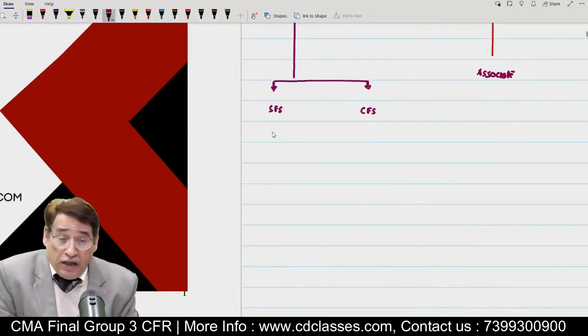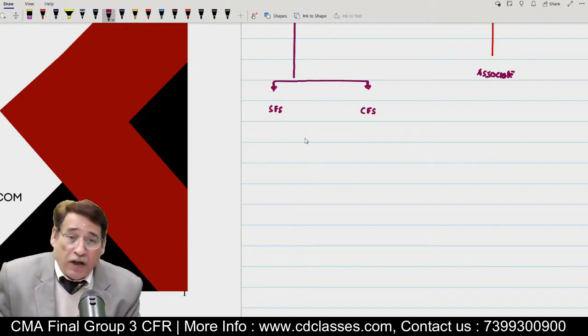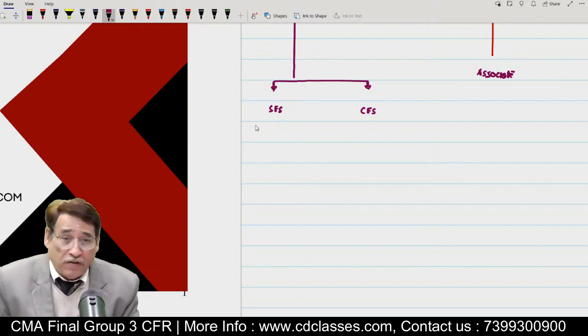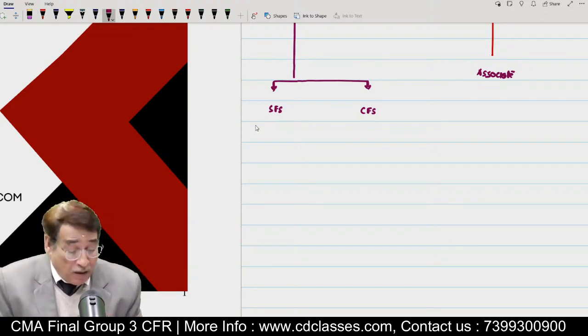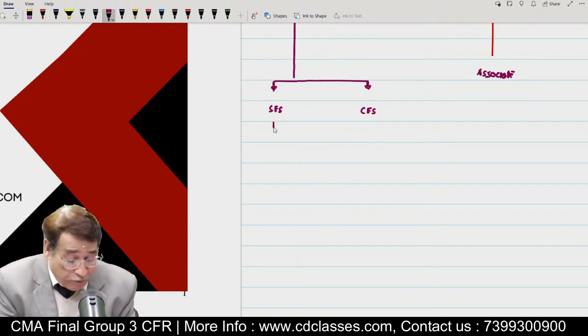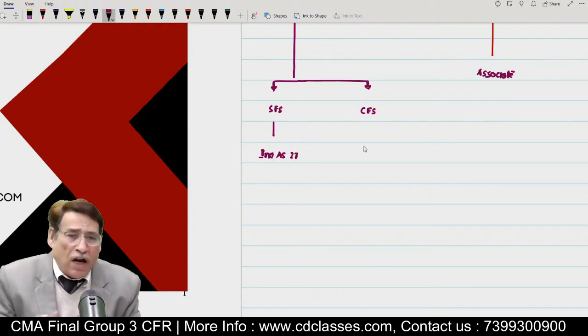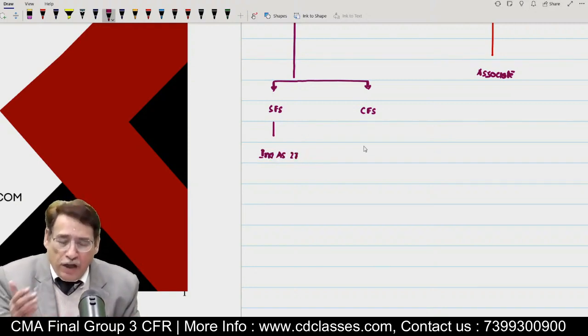So in this particular case, as I just told you, E1, the investor entity, will have to prepare two types of financial statement. One is separate financial statement, another one is known as consolidated financial statement. Now, separate financial statement will be prepared as per Ind AS 27. Is it clear to you? What are the provisions of Ind AS 27? I will let you know later on.